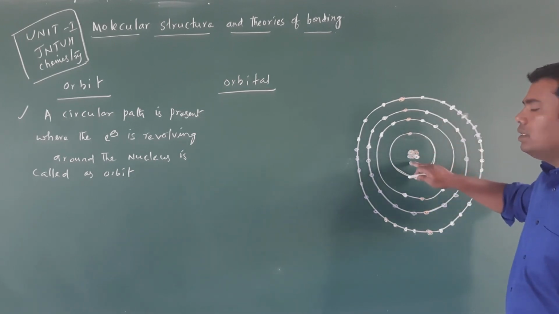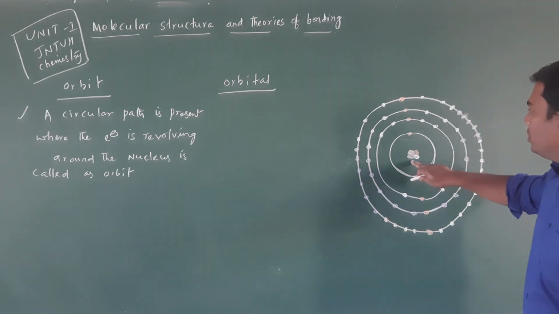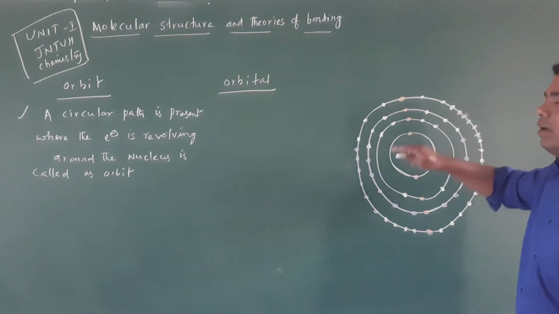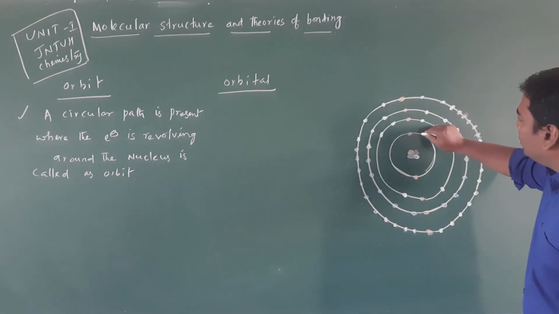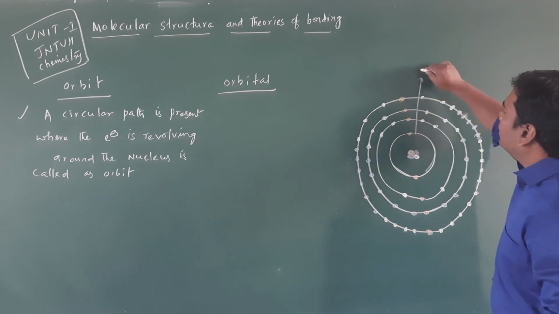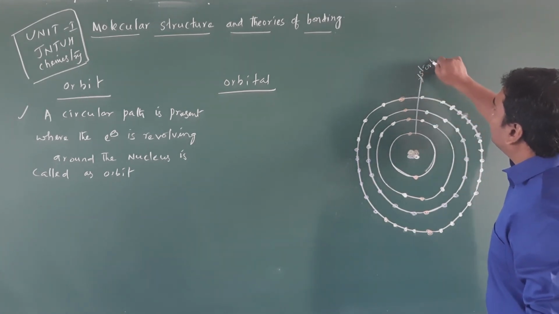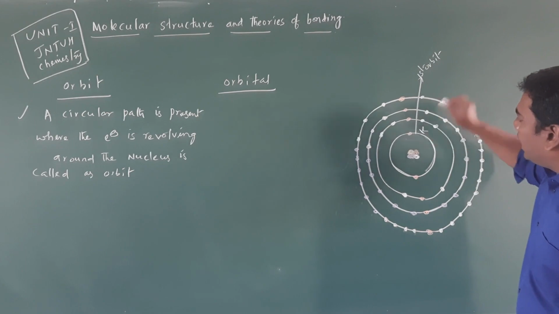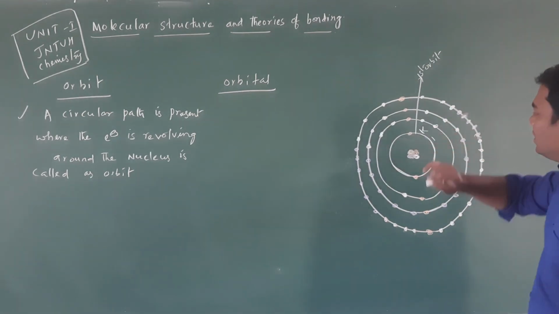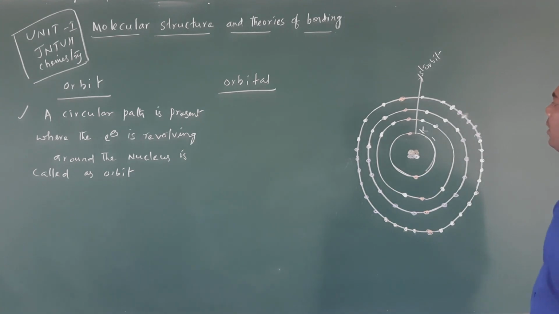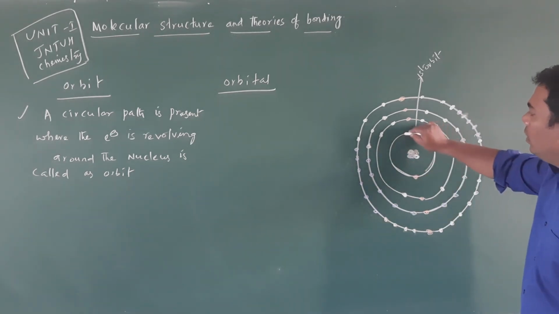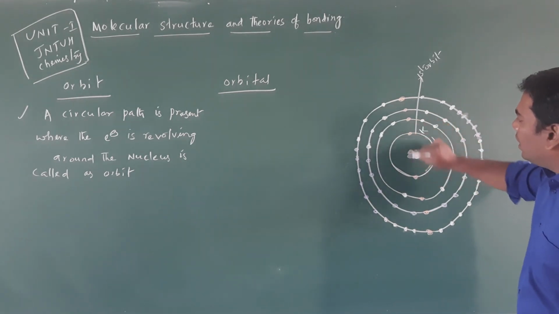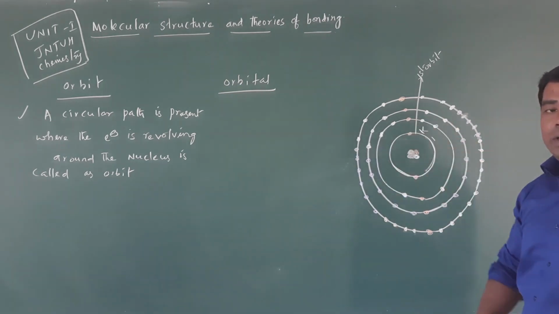So this is the nucleus which is having positive charge. In this nucleus the protons and neutrons are present and the electrons are revolving around the nucleus. Here, this is the first orbit. The first orbit we can denote as K, or we can represent as number 1. In this first orbit, only the s electrons are revolving, 2 s electrons around the nucleus.